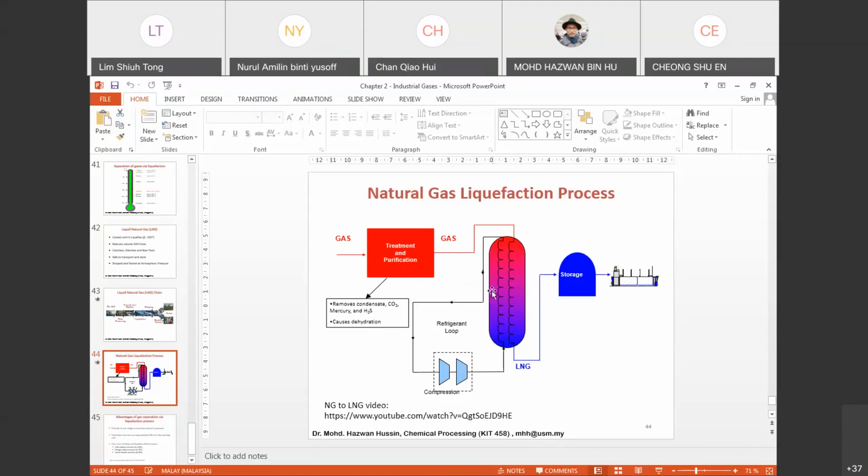So what happens is, before it goes into the cooler, it will be compressed. Compressed, then goes into the cooler. It forms liquid natural gas, and then after that, the liquid natural gas will be stored. So there's a link for YouTube. I believe later on we will watch it.